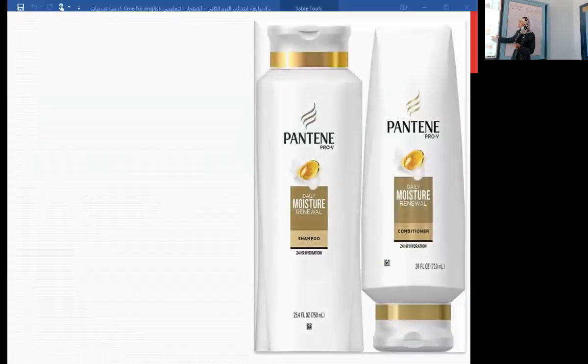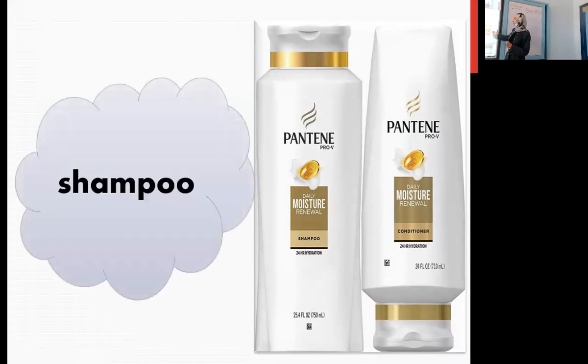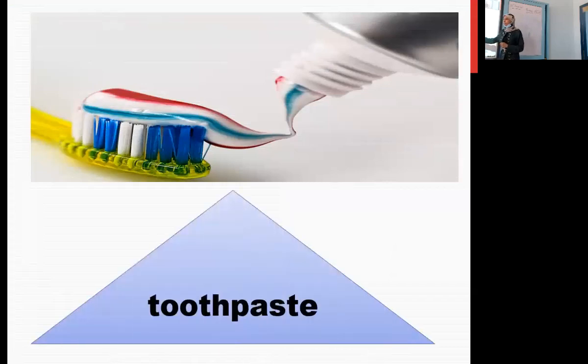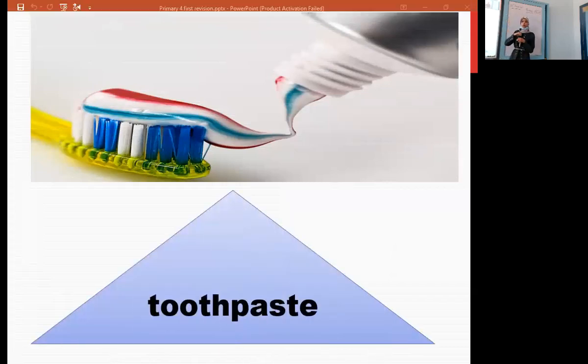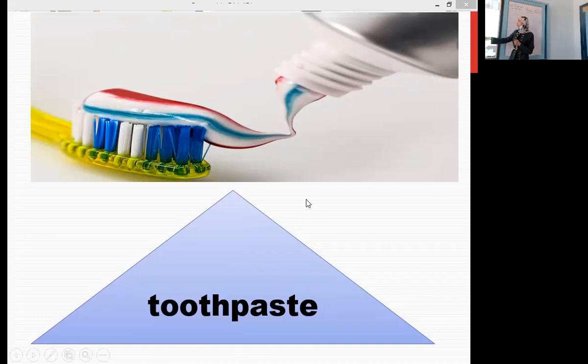And what about this? That's great. This is what we call shampoo. Shampoo, we can buy it from the chemist. And what is this? We can put it on the brush in order to clean our teeth. So this is called toothpaste.